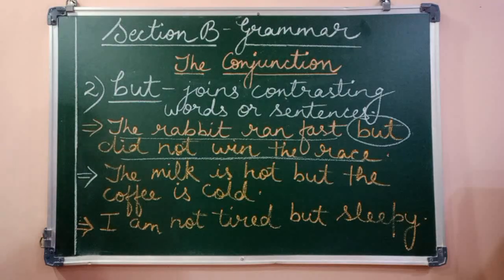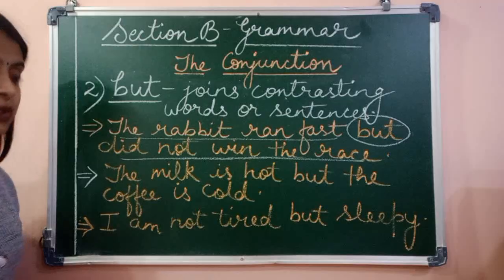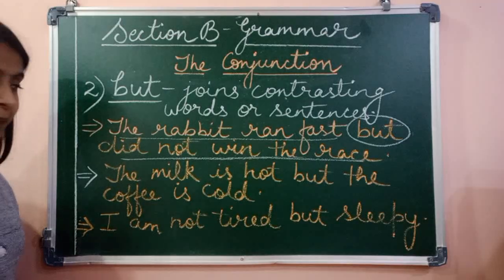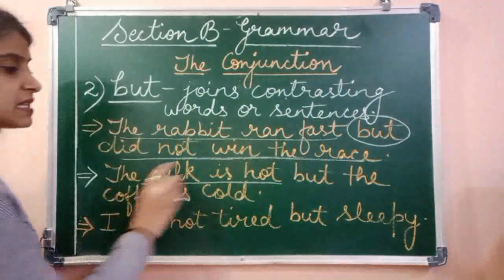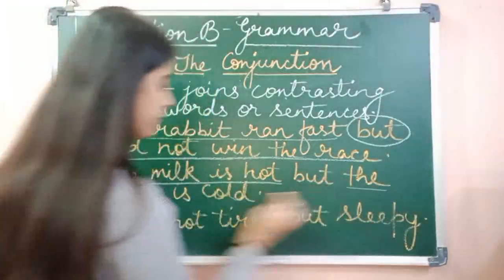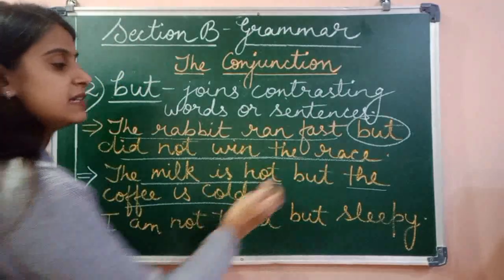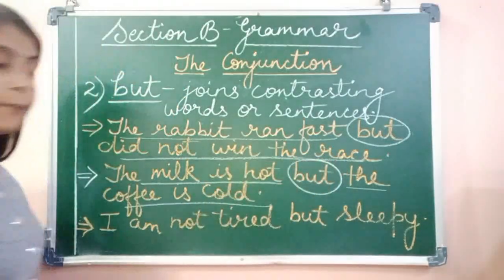Look over at the second example. The milk is hot, the coffee is cold. Now again, these two are opposite. The sentences are showing opposite ideas. The milk is hot, the coffee is cold. Again, it is joined using the conjunction but.